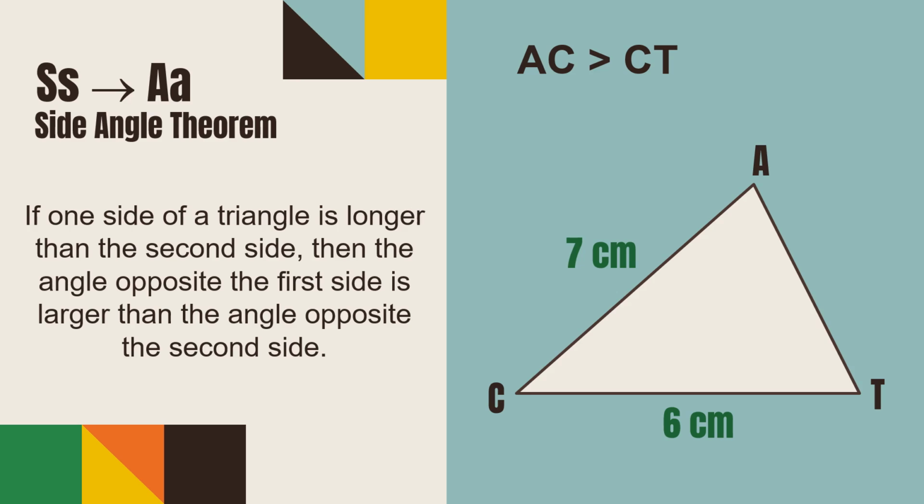Now, based on this theorem, we could look at the opposite angle of line segment AC. So that will be angle T. This angle is greater than the angle opposite line segment CT. So that angle would be angle A. Opposite, the katapat. Therefore, the measurement of angle T is greater than the measurement of angle A.